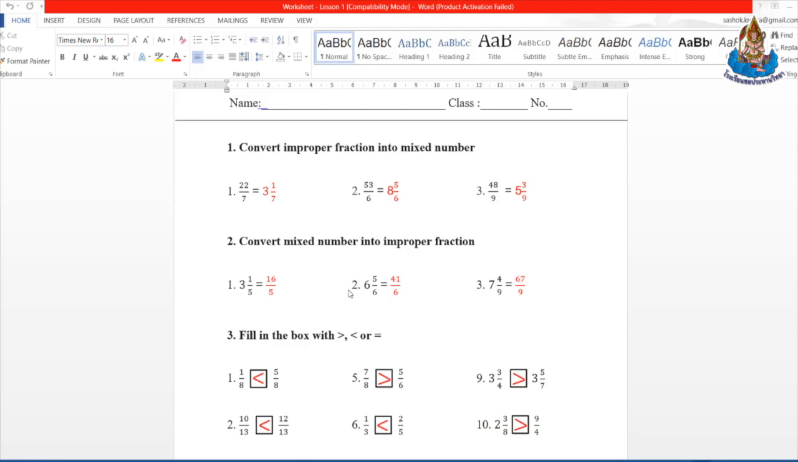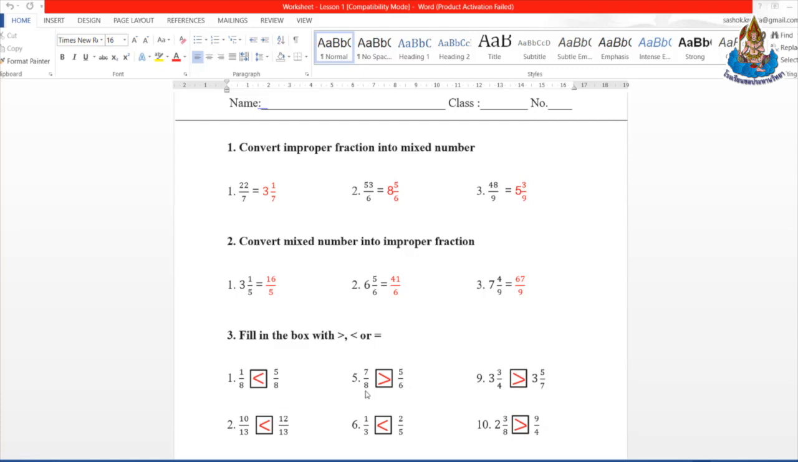And the last task, you need to compare fractions and write the sign greater than, smaller than, or equal to into the box. So to compare fractions with equal denominators, we compare numerators. Which fraction has greater numerator, that fraction is greater. So denominators are the same, and numerators, 5 is greater than 1. So 5 over 8 is greater than 1 over 8.